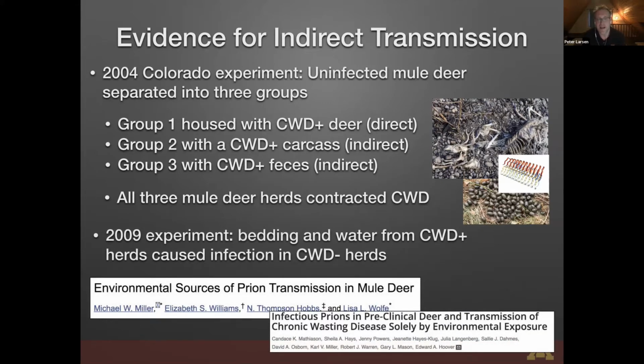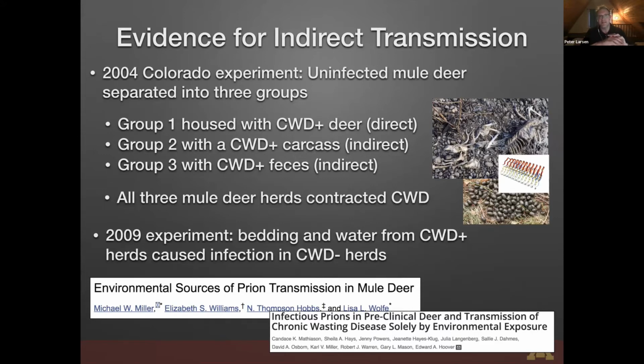Another experiment in 2009, bedding and water from CWD positive herds caused infections in CWD negative herds. Okay, so there's these sort of elegant, almost like challenge experiments that are done. Just really great work coming out of Colorado. And I'm highlighting some of these papers here where they talk about those experiments. And as each study like this comes out, it gives us greater confidence that that misfolded form is the causative agent of the disease.